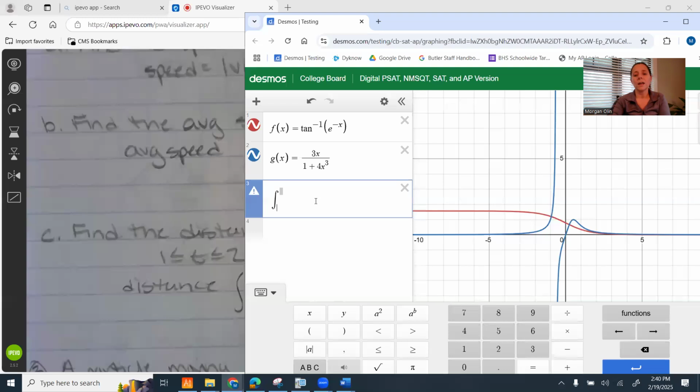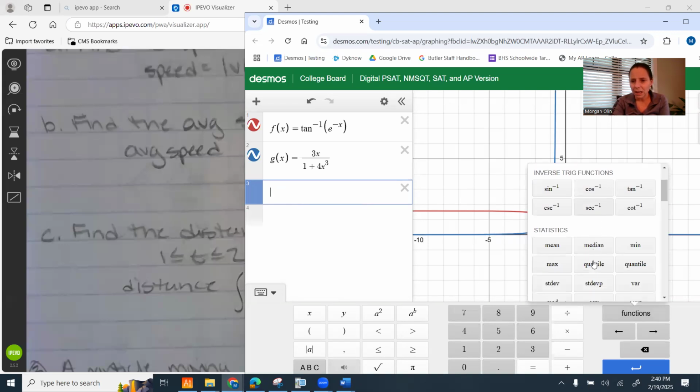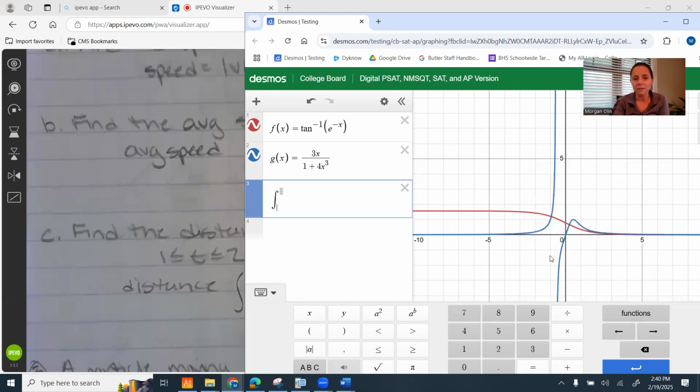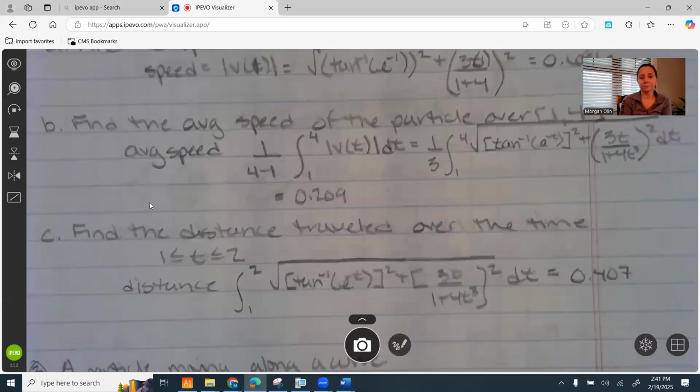INT is integral. If you're having trouble typing that in, you are welcome to find the integral underneath functions. You just need to scroll down. There you go, it's underneath calculus. So there we go, 1 to 2. It's the square root of... And again, I already have it defined. I don't have to keep retyping the inverse tan of e to the negative x, because that can get a little complicated. Just remember when you do integrals, arrow out to the side and put your dx in there. So 0.406, 0.407, however you would like to write it.